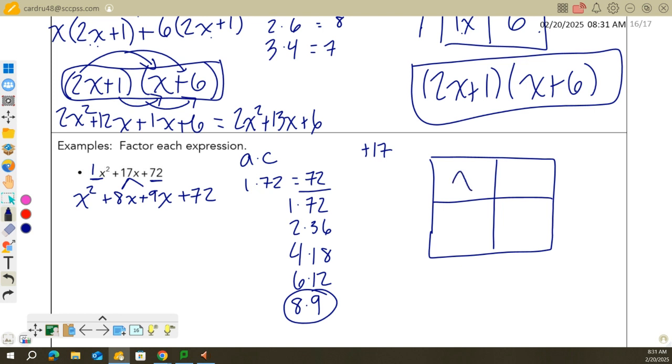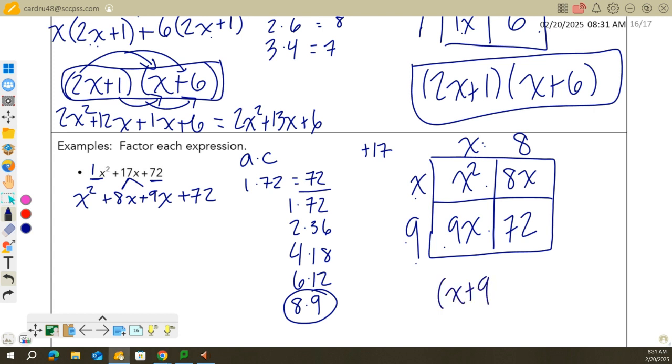Okay, first term goes in the top left, last term goes in the bottom right. My other two terms get filled in from there. Okay, so I'm going to look here. The GCF of x squared and 9x is x. X times what gives me x squared? That will be x. X times what gives me 8x? That'll be 8. X times what gives me 9x? That's 9. So 9 times 8 is 72. That works. So that's it factored.